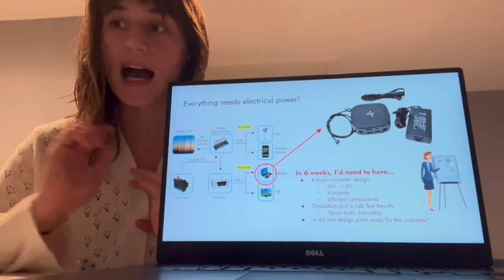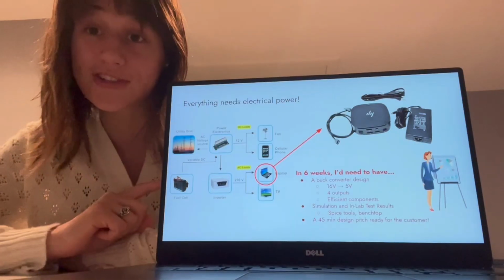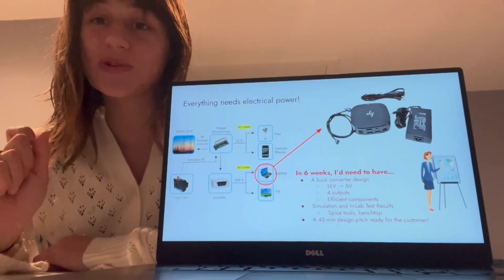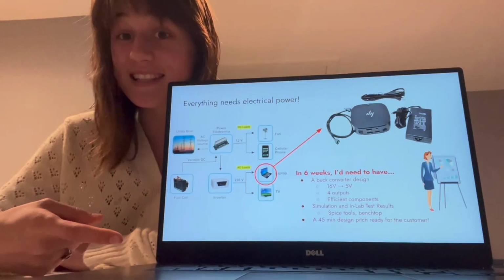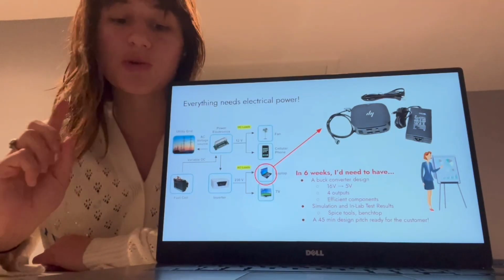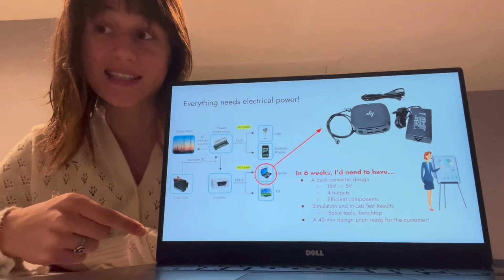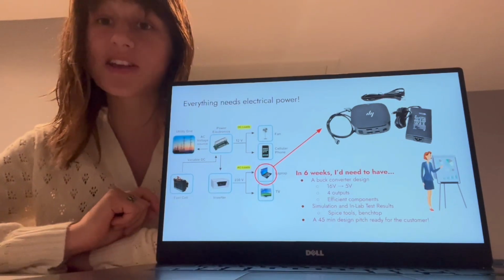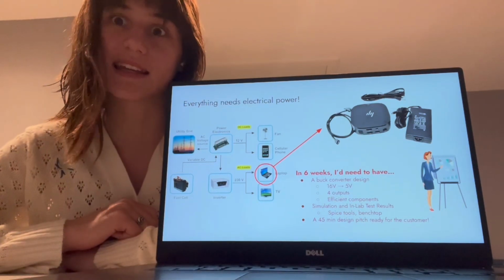And in 6 weeks, I had to have a buck converter designed. I needed to simulate and do in-lab tests. And I also had to present that to my customer in 45 minutes and basically pitch it, tell them exactly why this is the best design that they could get.